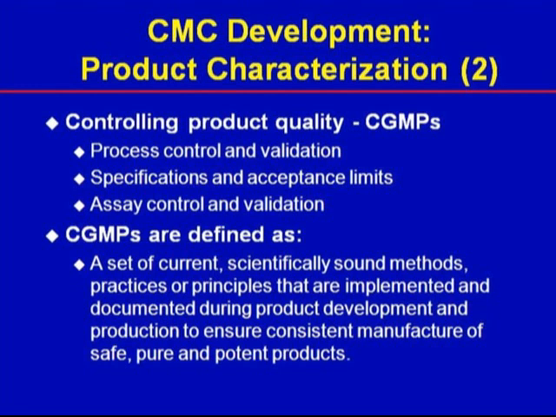In addition to outlining facility and equipment controls, CGMPs also define requirements for setting specifications and acceptance limits, as well as the requirements for assay control and validation. Tests used for lot release specifications need to be qualified or validated depending on the stage of product development. CGMPs are defined as a set of current scientifically sound methods, practices, or principles that are implemented and documented during product development and production to ensure consistent manufacture of safe, pure, and potent products.